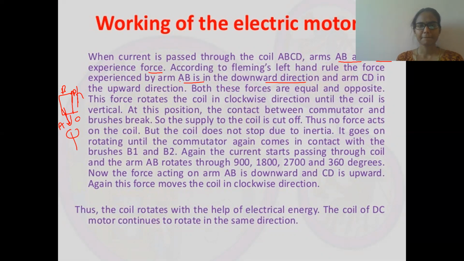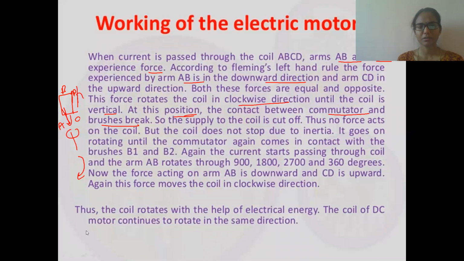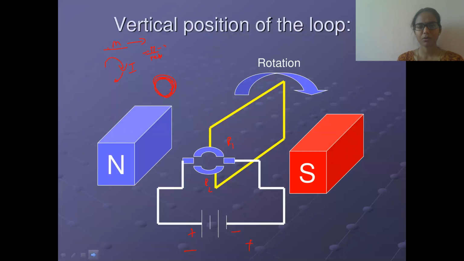Okay, children. CD is in the upward direction, both of these forces are equal and opposite. This force rotates the coil in a clockwise direction, until the coil is vertical. When the coil comes to the vertical position, the contact between the commutator, that means the split rings, and the brushes is going to break. You can see the vertical position there. So this is the vertical position of the coil. At this position, the contact between the brushes and the rings is going to break.